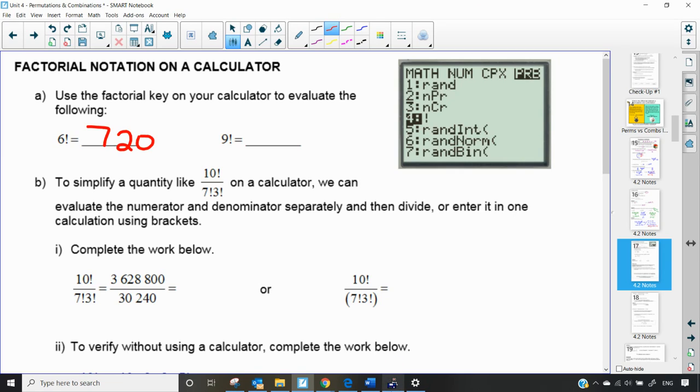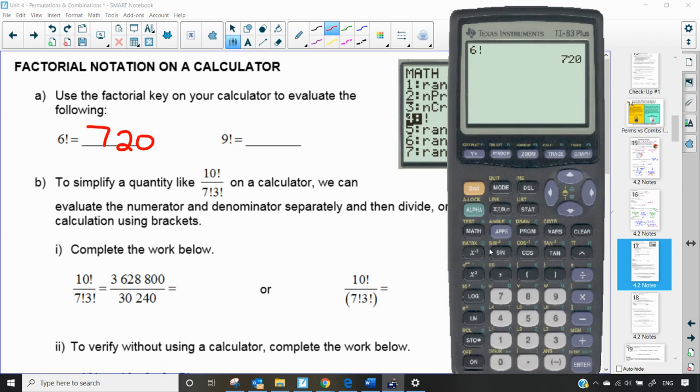If I want to do 9 factorial, same thing. I'm going to type the 9, math, arrow to the right, 4 for 9 factorial is going to give me 362,880.